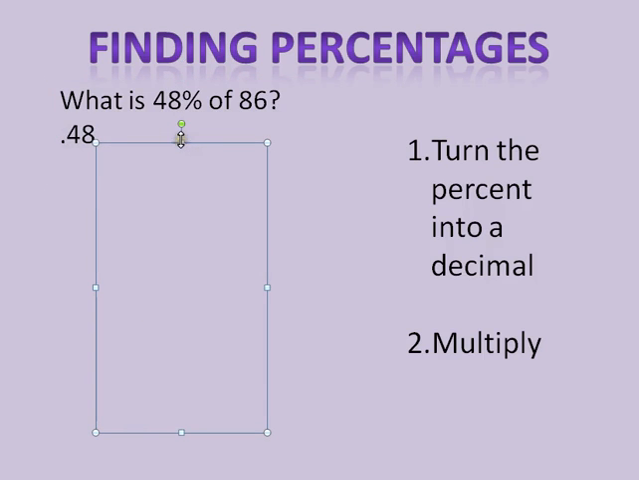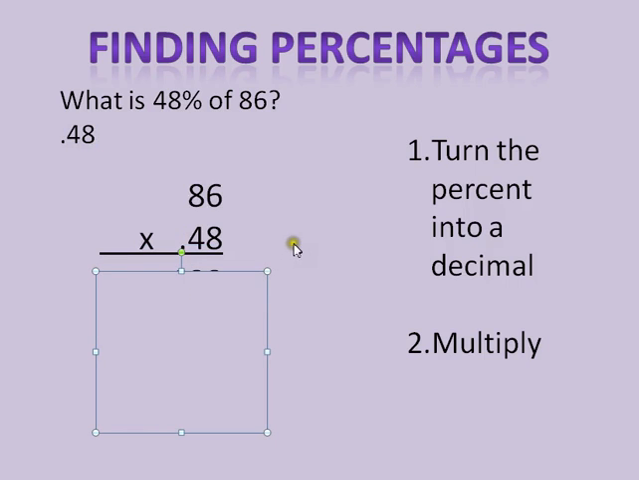Okay, now I need to set up my multiplication problem. 86 times 0.48, because I need the decimal part in there. So I'm going to multiply my first numbers. 8 times 6 is 48. Put my 8 down here. I put a 4 up here, but I have another video that shows how to multiply these 2 digits by 2 digits. You can look that up if you're having a hard time with it.